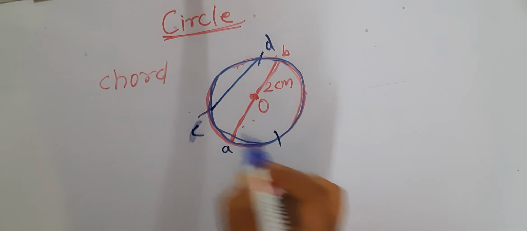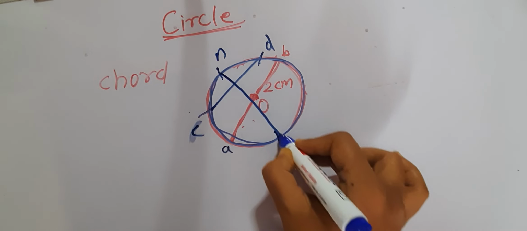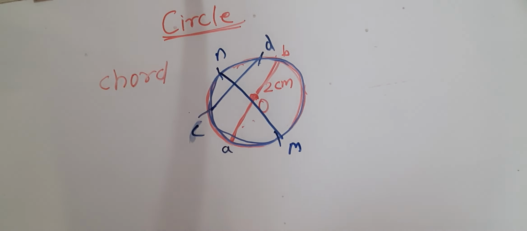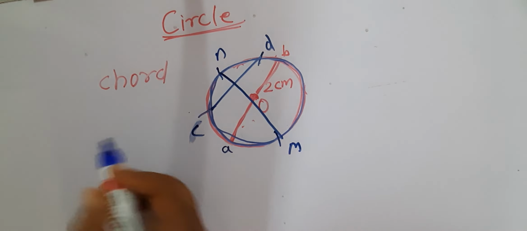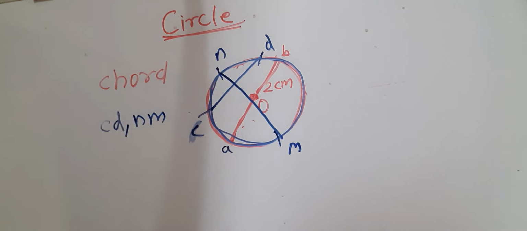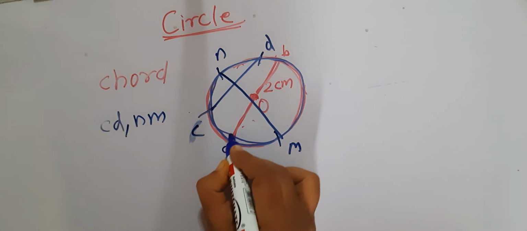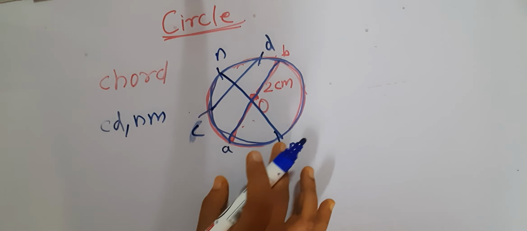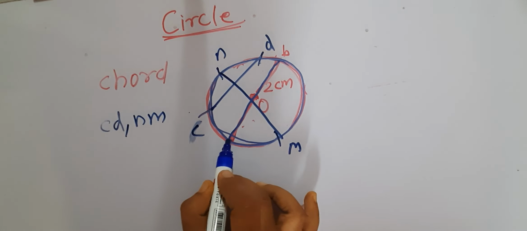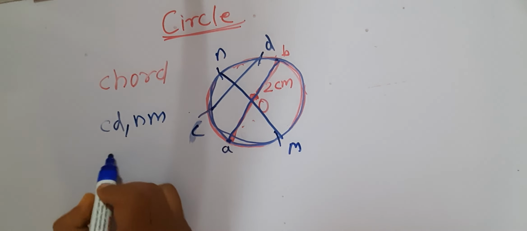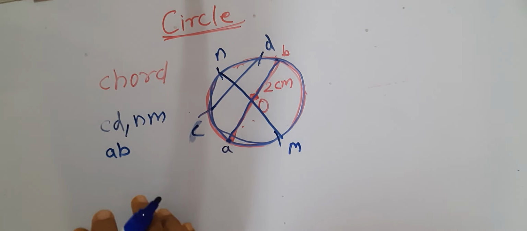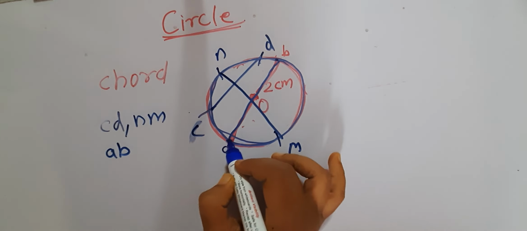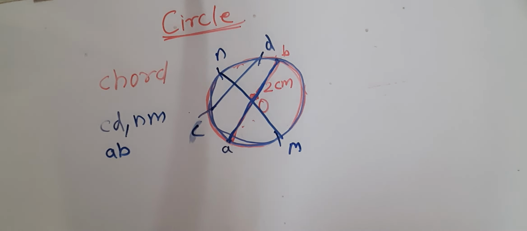If I am drawing here, suppose N, M. So NM is again a chord of the circle, because it is joining 2 points on the circumference of the circle. So here CD, NM, these are chords of the circle. Again, AB is also a chord of the circle. It is the diameter of the circle, but it is again joining 2 points on the circumference. So AB is also a chord of the circle, and it is the diameter. So it says that the diameter is the biggest chord of a circle.